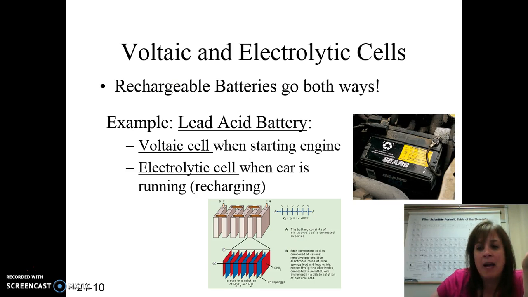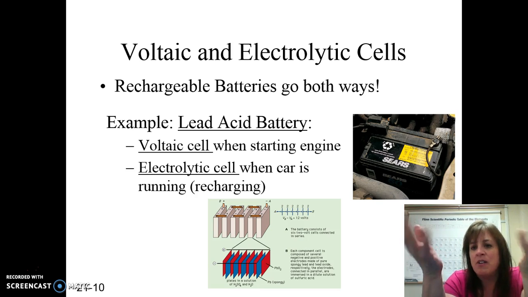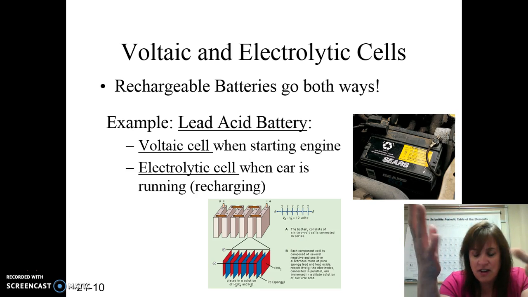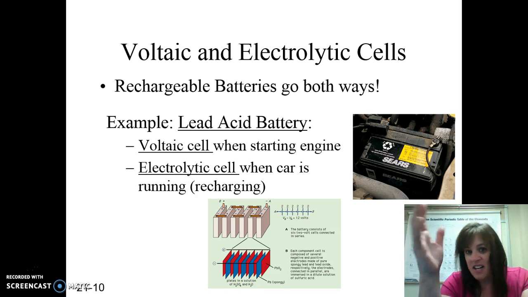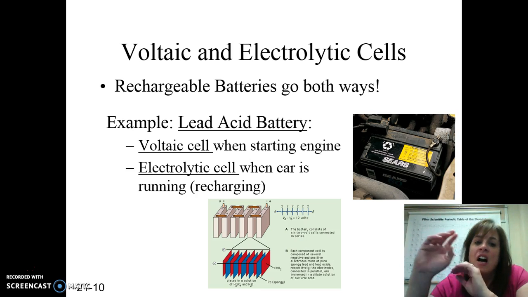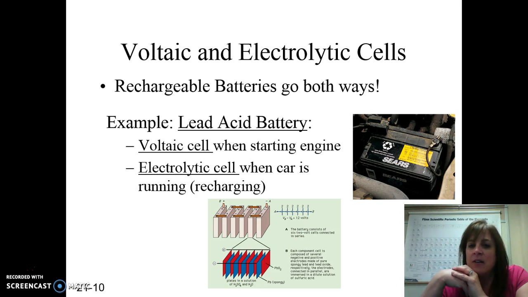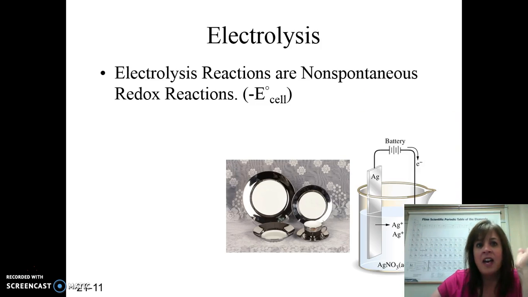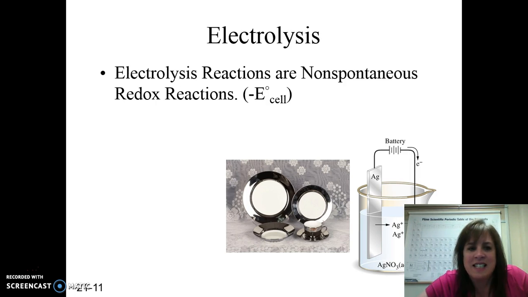Now, rechargeable batteries are both. Rechargeable batteries are voltaic cells, but they're also electrolytic cells. A good example of that is a lead-acid battery or lead storage battery, like the batteries in your car, right? It's a voltaic cell when it's starting your engine. You need that battery to start your engine. If the battery's dead, your car doesn't start. But while your car is running, it becomes an electrolytic cell, and your car starts to recharge that battery. Pretty cool, huh? So a lead-acid battery is both voltaic and electrolytic. Goes both ways. Now, let's talk about the electrolytic stuff, which is called electrolysis.